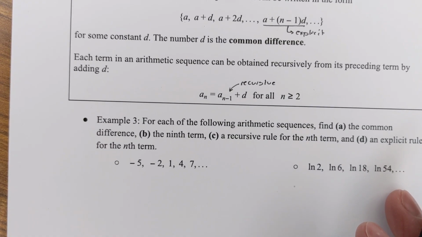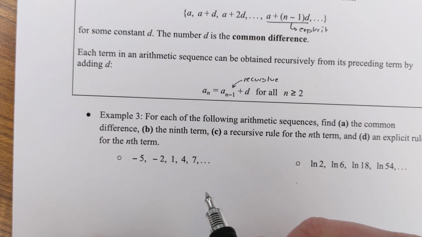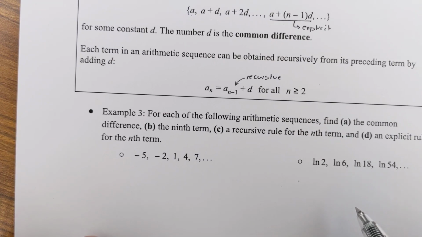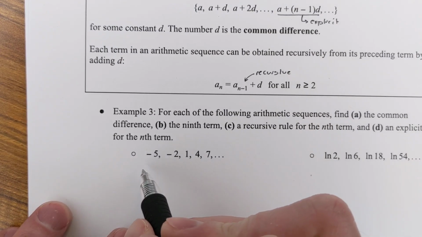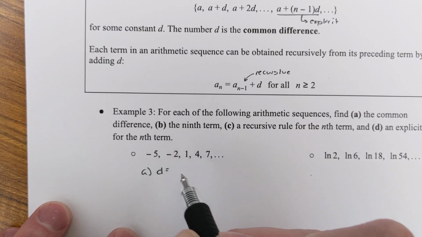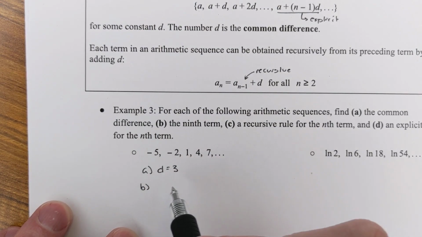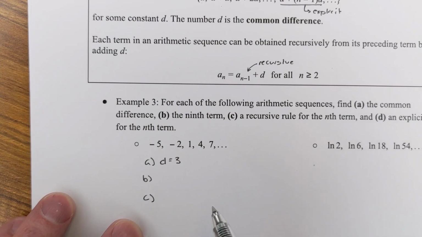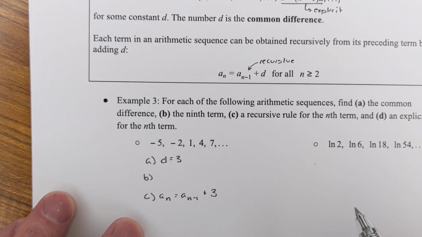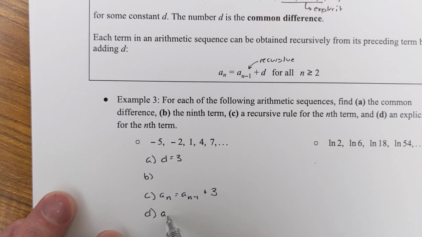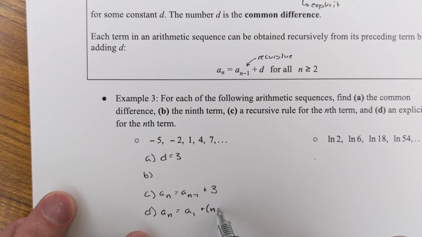All right, so example 3: for each of the following sequences, find the common difference, the 9th term, the recursive model, and the explicit rule for the nth term. I'm actually not going to do those in that order. So for A, the common difference: to get from one term to the next, I'm adding 3. We're going to skip B because I can do it shorter. The recursive rule: each term is equal to the previous term plus 3, the common difference. The explicit rule: each term is equal to the first term plus n minus 1 times 3.